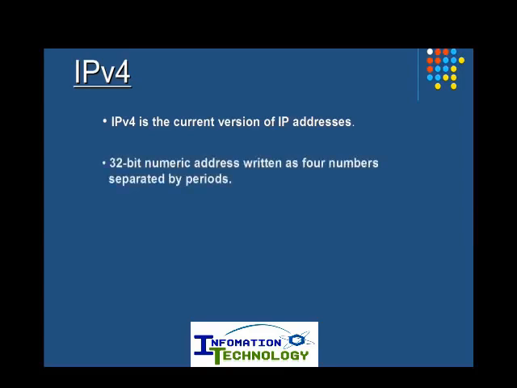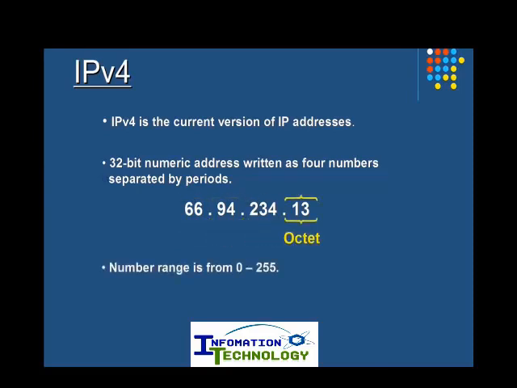It's a 32-bit numeric address, written as 4 numbers separated by periods. Each group of numbers that are separated by periods are called octets. The number range in each octet is 0 to 255. This address version can produce over 4 billion unique addresses.